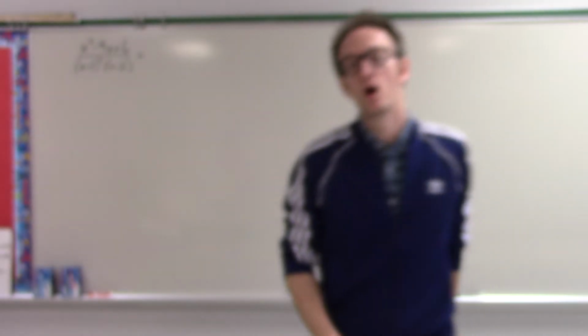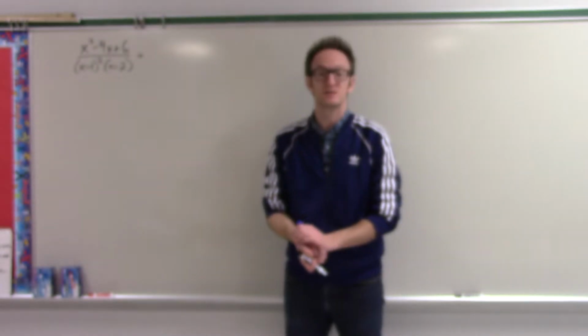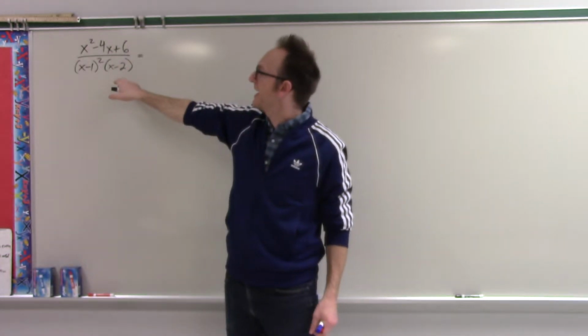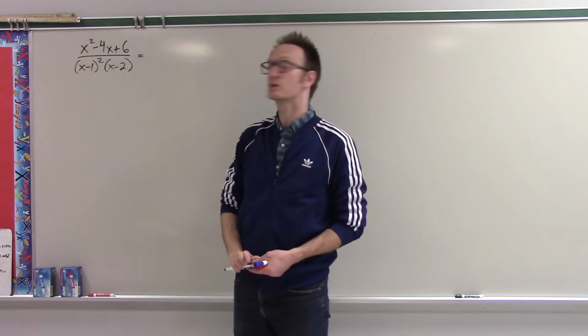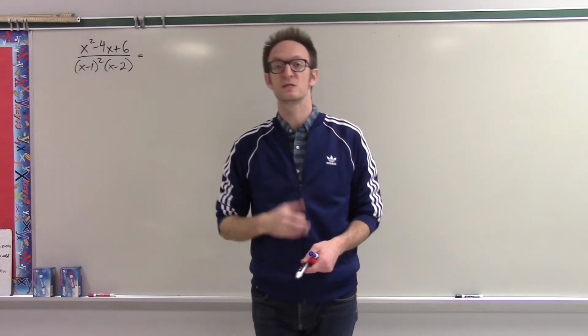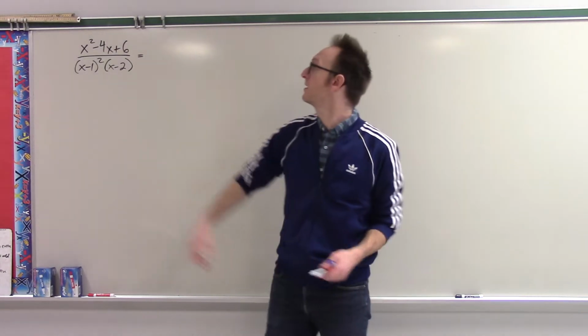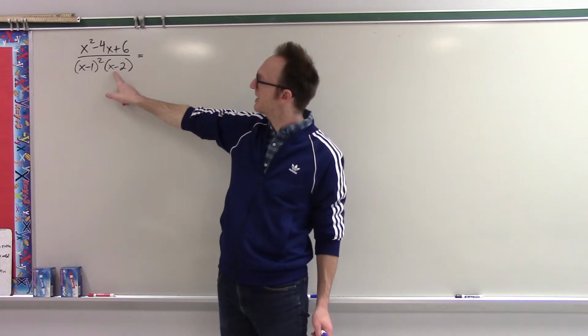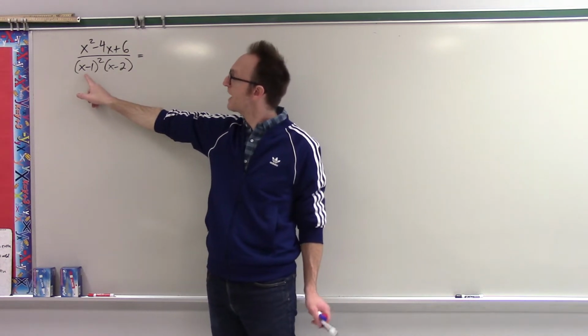Okay, hello. One more example problem. This is another partial fractions problem. Here we have a rational expression. The degree of the numerator is 2 and the degree of the denominator is 3. So like the previous problem we did, this has a linear factor and it also has a quadratic factor.